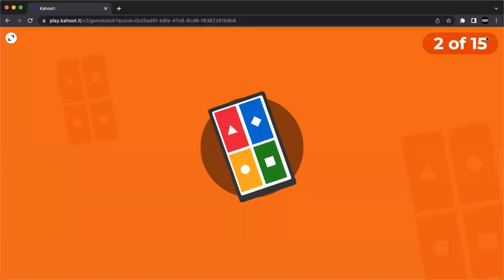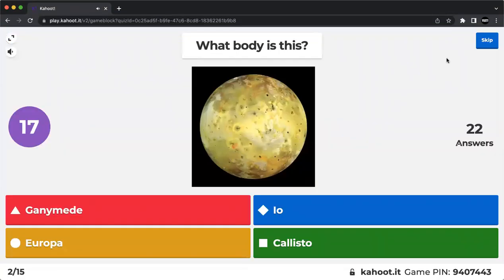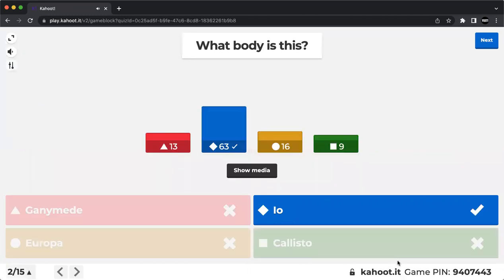Double points. What body is this? There will be an image. This one might be a bit harder. Props to you if you get this one. Io. Yeah. It's the yellow moon.